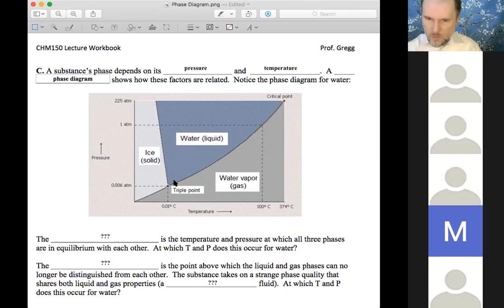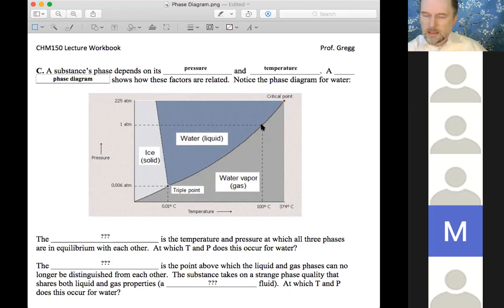First of all, when we have a boundary, a line drawn between two physical states, those boundaries designate the data points, the sets of pressure and temperature at which these two states are in equilibrium. So for example, if we are at 1 atmosphere of pressure and 100 degrees Celsius, notice that we fall right on that line. That means that we are at a phase boundary. So the liquid and gas phases are in equilibrium with each other. That's the boiling point of water, right, at 1 atmosphere?